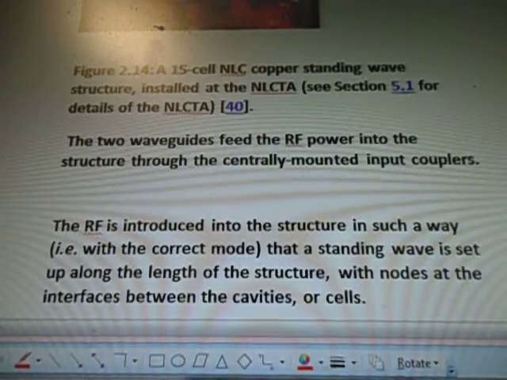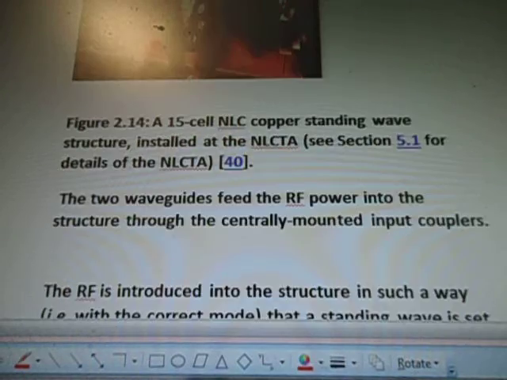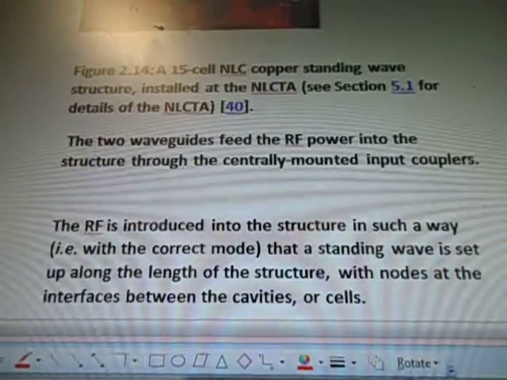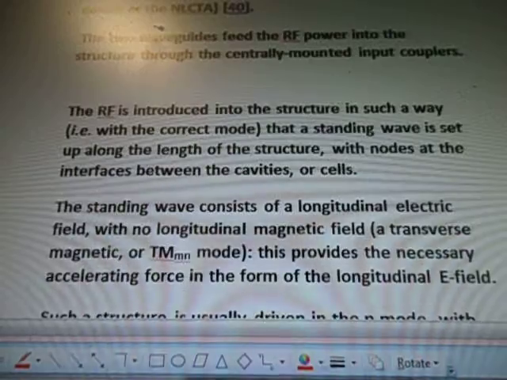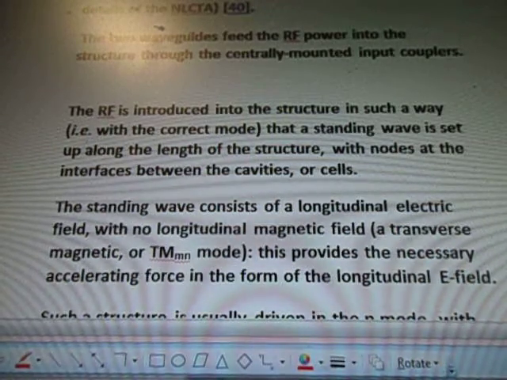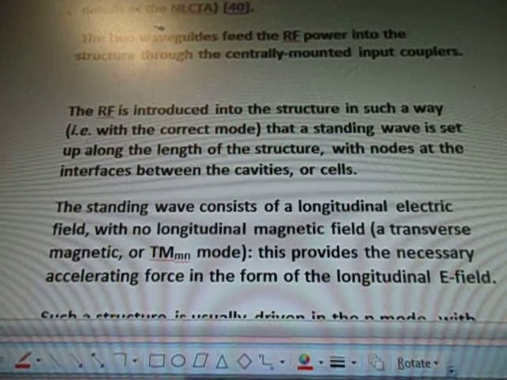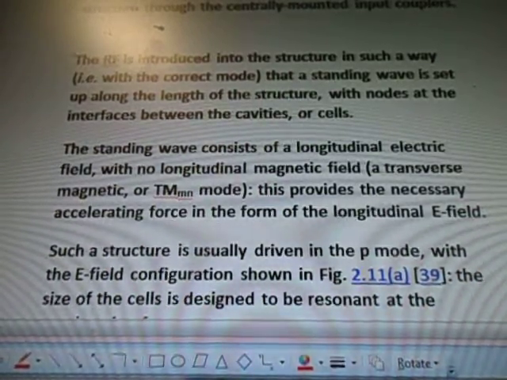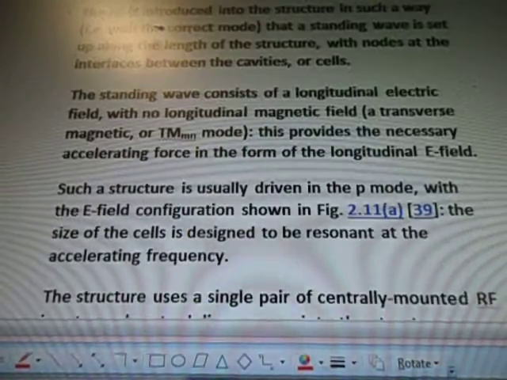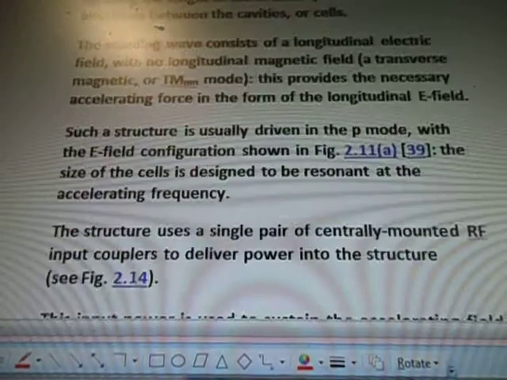The two waveguides feed the RF power into the structure through the centrally mounted input couplers. The RF is introduced into the structure in such a way with the correct mode that a standing wave is set up along the length of the structure with nodes at the interfaces between the cavities or cells. The standing wave consists of a longitudinal electric field with no longitudinal magnetic field, a transverse magnetic or TM mode. This provides the necessary accelerating force in the form of longitudinal E field. Such a structure is usually driven in the P mode with E field configuration shown in the figure.